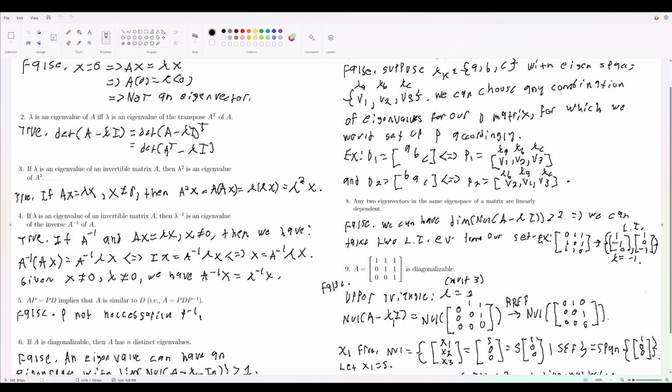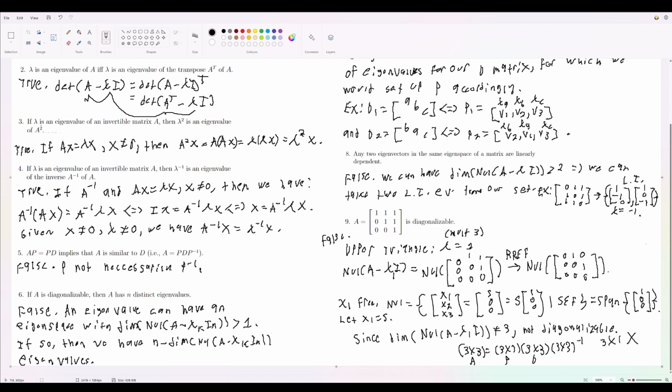Lambda is an eigenvalue of A if lambda is an eigenvalue of the transpose A^T of A. We can just take our method of finding the eigenvalues, which is the determinant of A minus lambda I, and take the transpose of that, and we get the determinant of A transpose minus lambda I. Since these pieces go over here, we can say that that is going to be true.